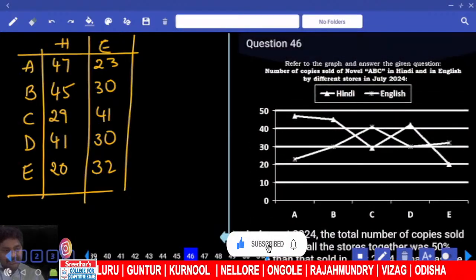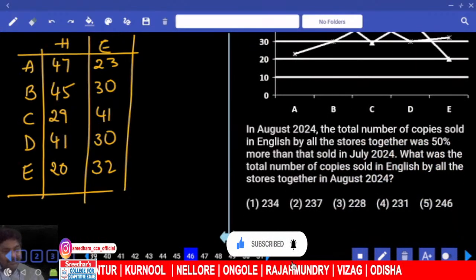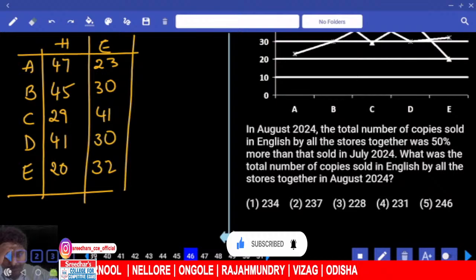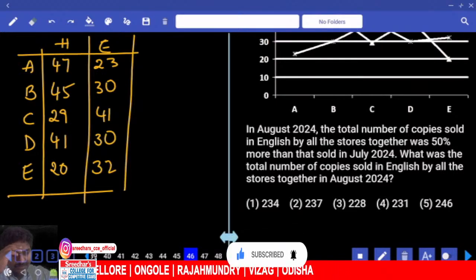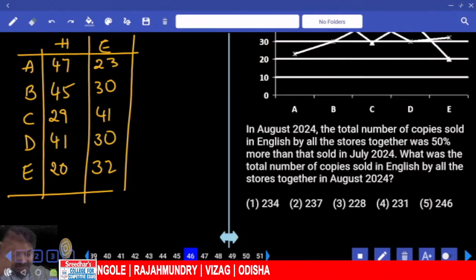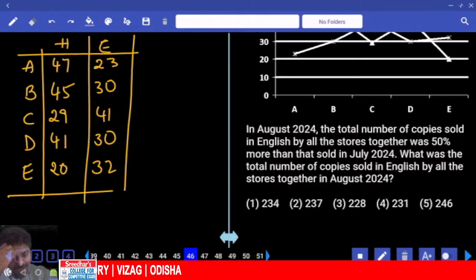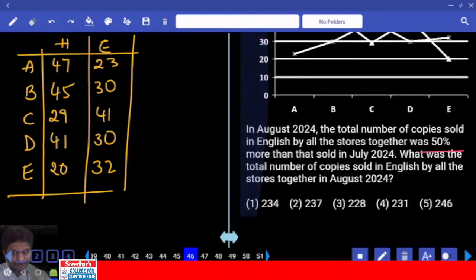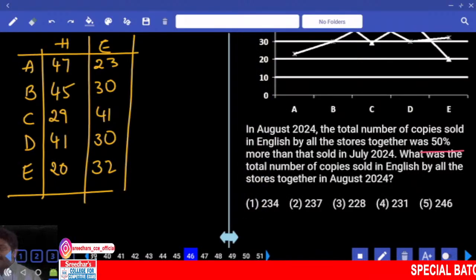This is in which month? July. In August 2024, total number of copies sold in English by all the stores together was 50% more than that sold in July 2024. What was the number of copies sold in English by all the stores together in August? What percent more? 50% more, in the sense it will be 150%.